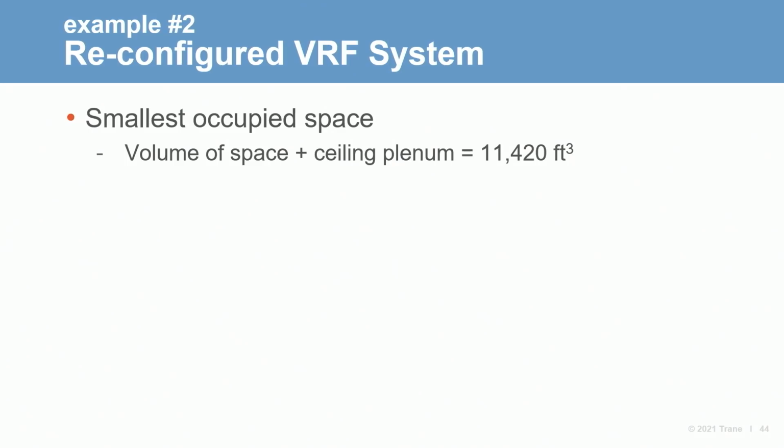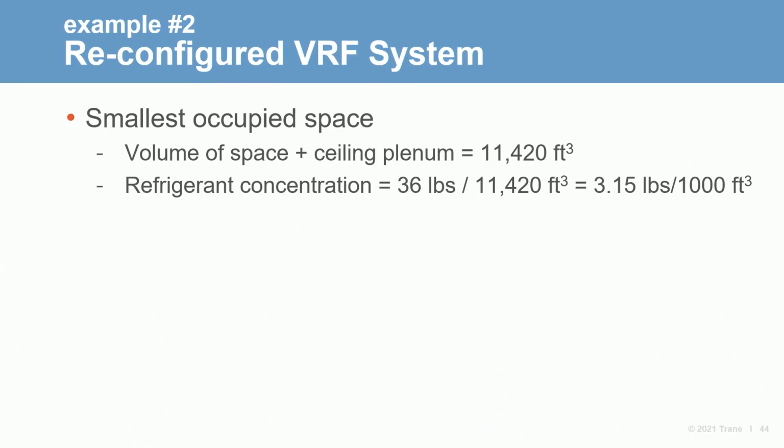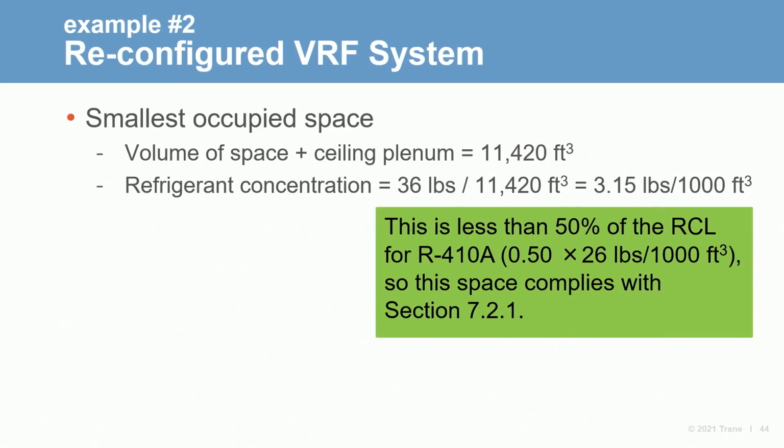This interstitial space is 1.5 feet tall. When we multiply 1.5 times the area of the floor plate, it adds an additional 8,725 cubic feet. Wow. The result is that the refrigerant concentration decreases to 3.15. This is well below 50% of the RCL, and the space complies. But we'll still need to evaluate the other spaces. We will continue to calculate the next smallest and so forth.